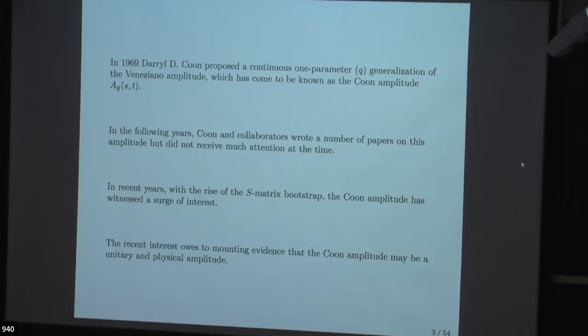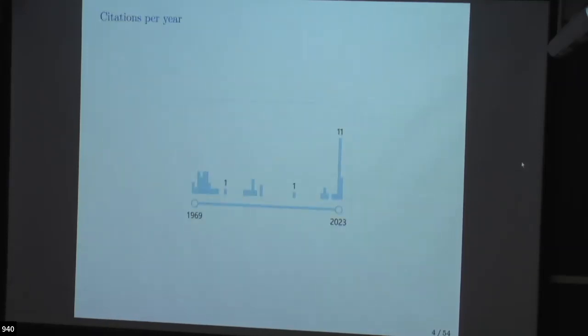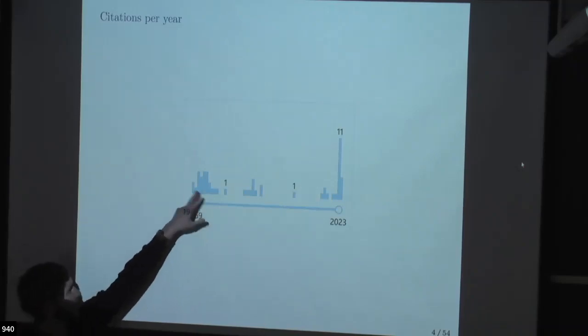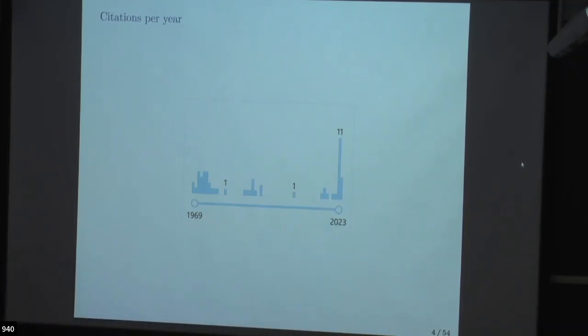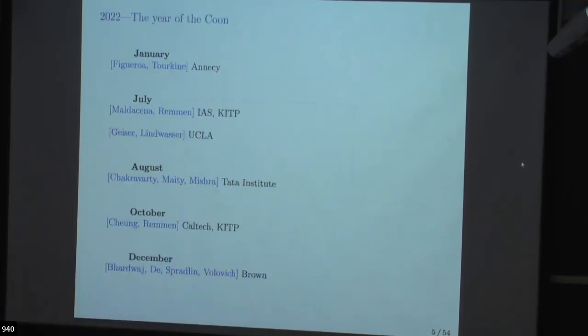But in recent years, also with the rise of the S-matrix bootstrap, it has begun to garner a lot more interest amongst our colleagues, especially now that a number of papers these past few years have presented some evidence that this amplitude might be physical and unitary. I couldn't resist including this figure from Inspire, showing Kuhn's own papers, then not so much interest, and then suddenly a big spike. If we were to imitate the Chinese zodiac, perhaps last year was designated the year of the Kuhn, the raccoon.